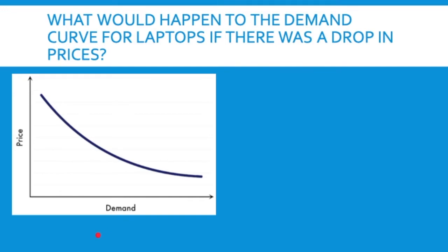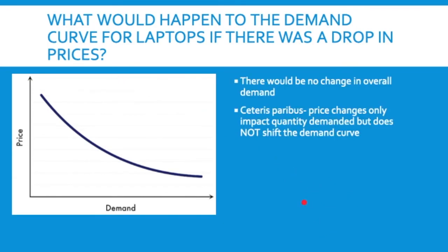What would happen to the demand curve for laptops if there's a drop in prices? This one's a little bit more tricky because you think, what is this a shifter of demand? Is a change in price a shifter of demand? It wouldn't change at all. There'd be no change because ceteris paribus is in place. The only thing that changed was price. There's no other changes. Therefore, there's no change in the demand.